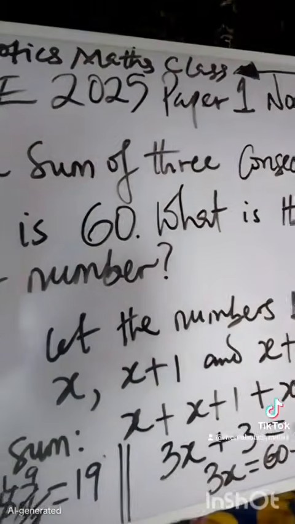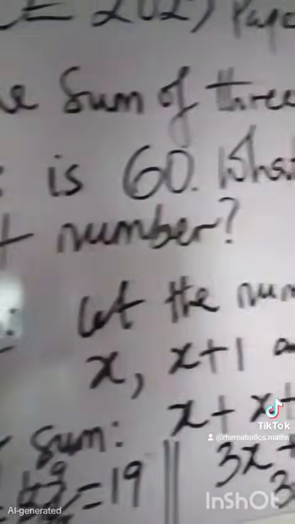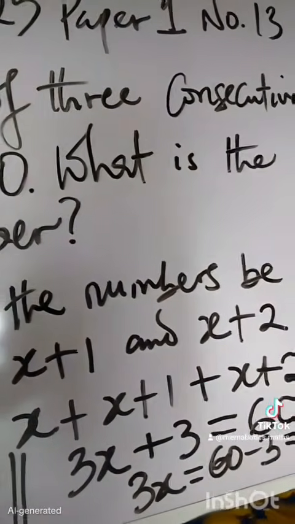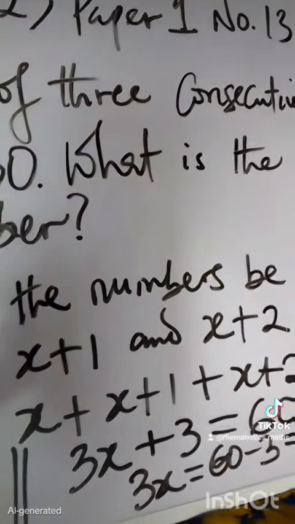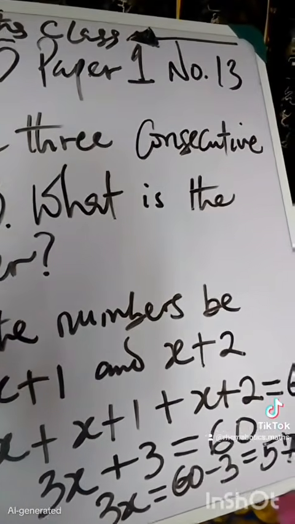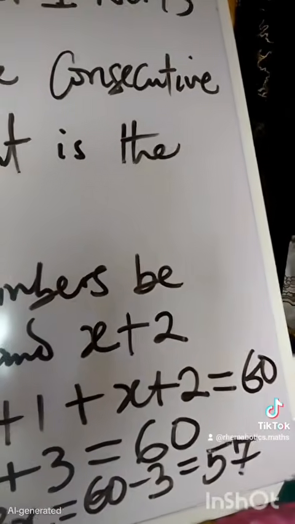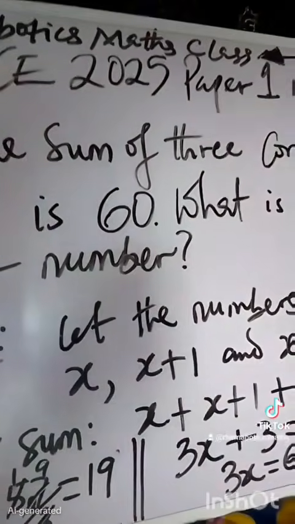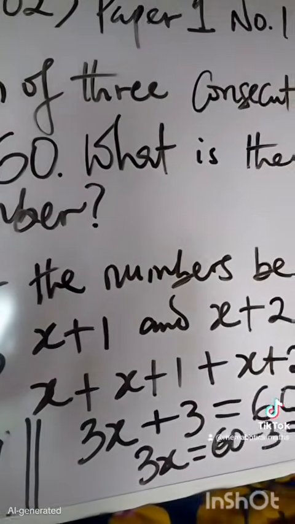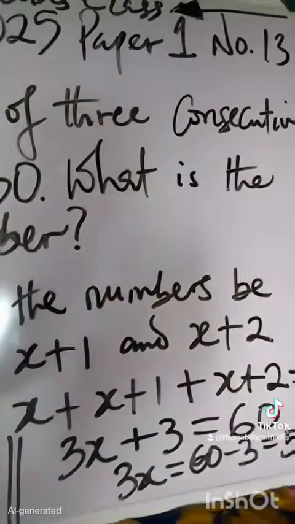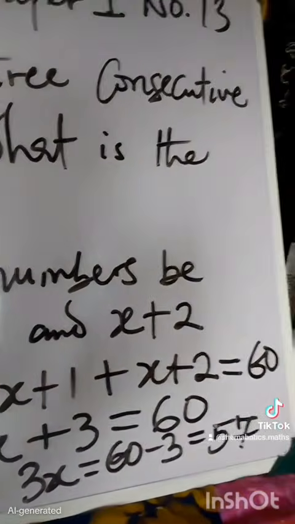I hope that's clear. Now they said their sum. Their sum, that means you have to add all the 3 numbers. x plus x plus 1 plus x plus 2. They said their sum is 60. So you collect like terms. So x plus x plus x is 3x. 1 plus 2 is 3, equal to 60.